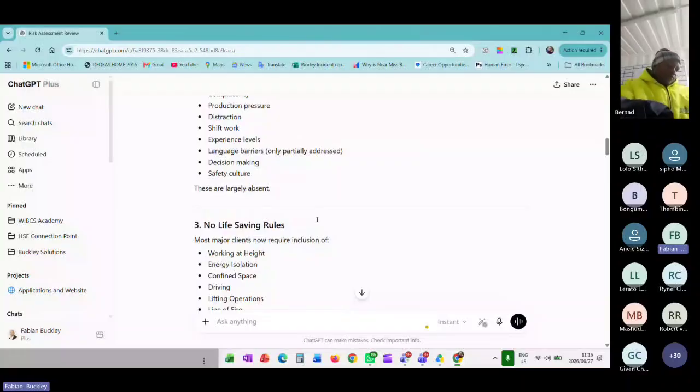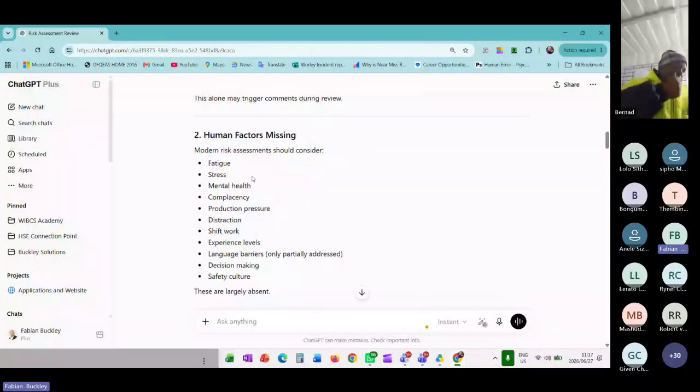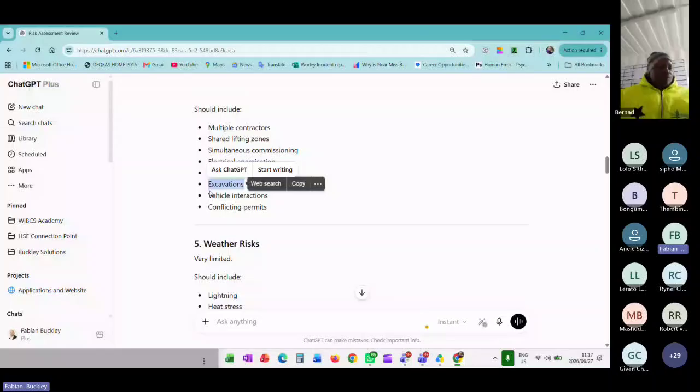So SIMOPS, as we know, are simultaneous operations, very limited consideration. It should include multiple contractors, shared lifting zones, simultaneous commissioning, electrical energization, heavy lifting, excavations, vehicle interactions, conflicting permits. Then I looked at weather risk, very limited, should include lightning, heat stress, UV exposure, high wind, rain, flooding, dust storms, cold stress.